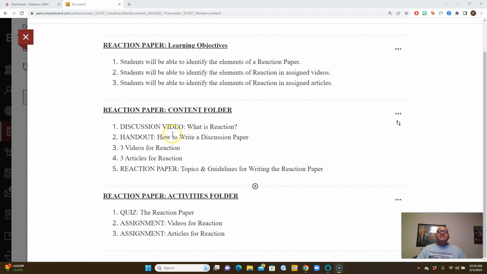You also have attached to that video the handout, How to Write a Discussion Paper. And remember, this handout you will be quizzed on in the activities folder. So study the highlights on the document. Make sure that anything that is in bold print, anything that is underlined, anything that is highlighted in yellow, make sure that you study that information so that you can do the best job you can on the quiz, okay?